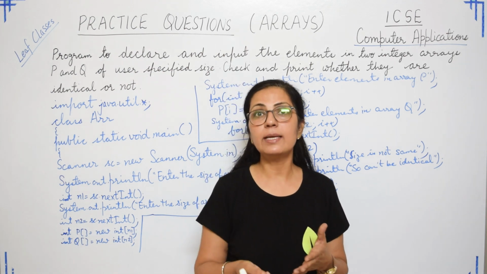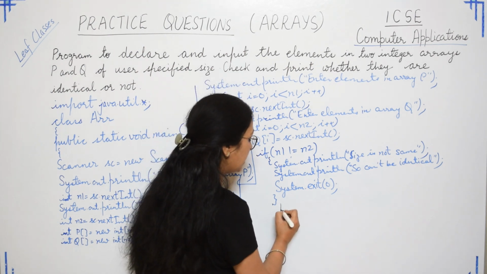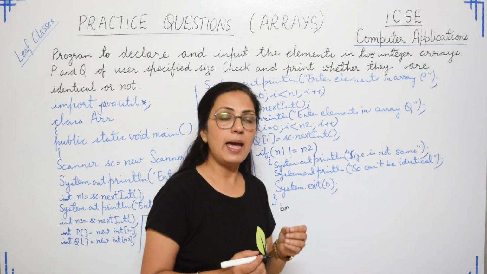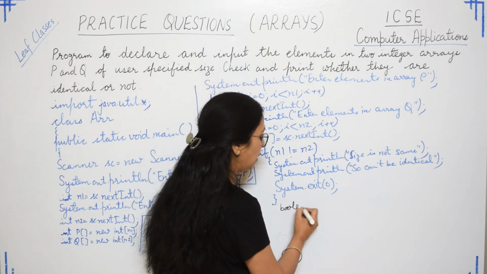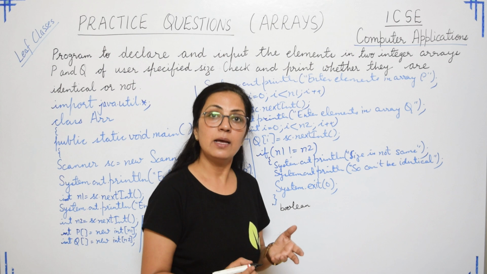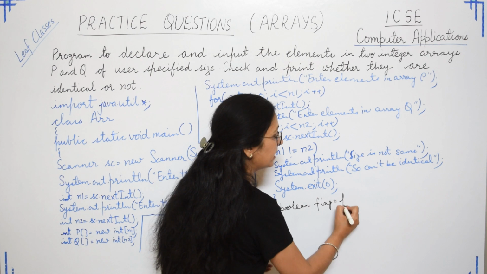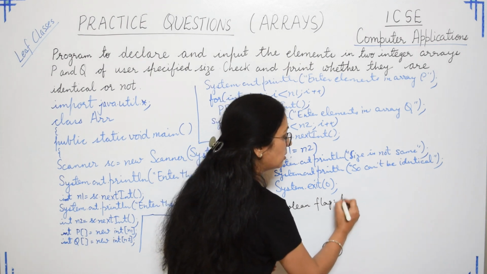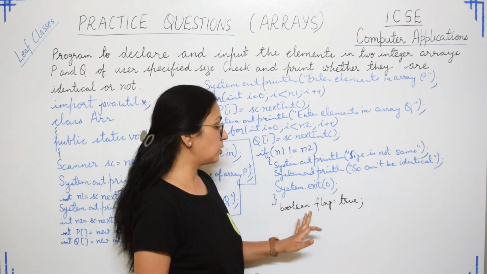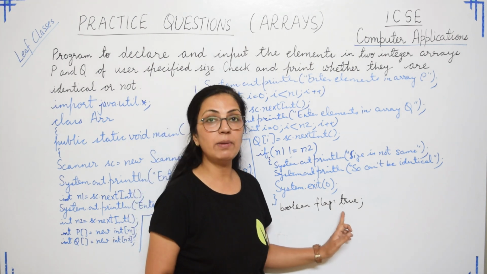So for comparison, I am taking one flag value here. This flag you can take either int or boolean or char, of any data type. And in the beginning, you can keep one value, and if that value is changing, then accordingly we can decide whether it is identical or not. So suppose I am taking a flag of boolean type, and here I am taking the value as true. Boolean flag equals true. Children, always remember, whenever you are storing boolean true or false in a boolean variable, there should not be any double quotes or single quotes.